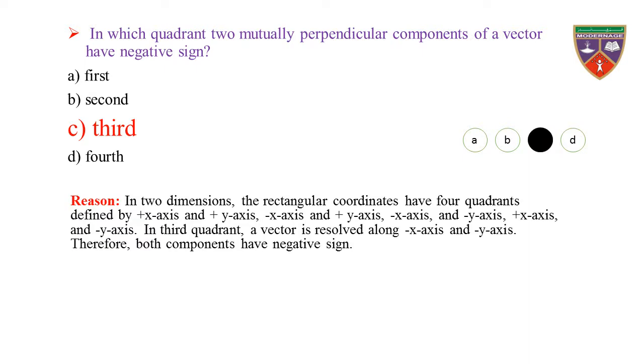Reason. In two dimensions, the rectangular coordinates have four quadrants defined by positive x-axis and positive y-axis, negative x-axis and positive y-axis, negative x-axis and negative y-axis, positive x-axis and negative y-axis. In third quadrant, a vector is resolved along negative x-axis and negative y-axis. Therefore, both components have a negative sign. Hence, both components of a vector are negative in quadrant third.